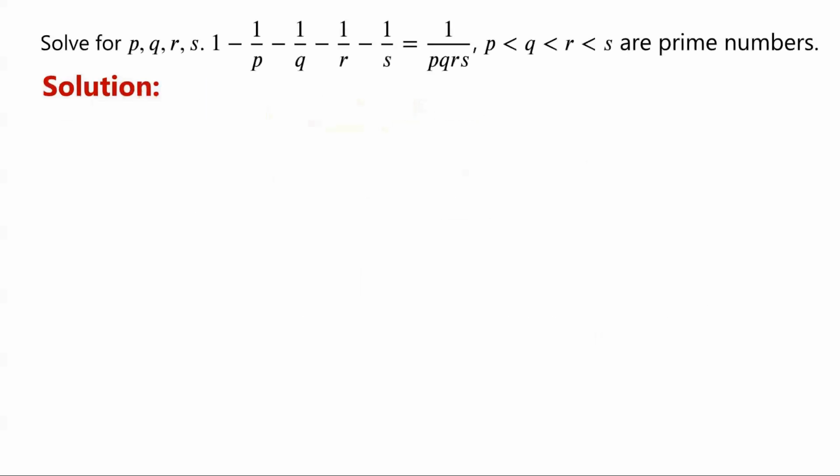We can see that, when p, q, r and s get larger, the value of 1 minus 1 over p, minus 1 over q, minus 1 over r, minus 1 over s increases and approaches 1. However, 1 over pqrs becomes smaller and approaches 0. So, to satisfy the equation, p, q, r and s cannot all be large prime numbers. Consequently, to solve this Diophantine equation, we should start by trying small prime numbers.